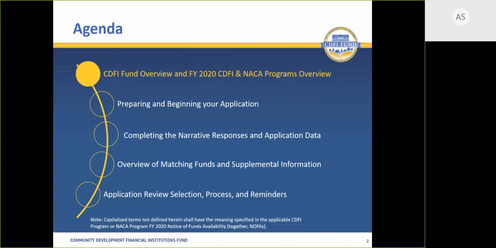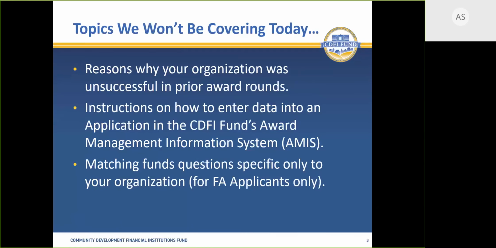This is today's agenda. Teeing us up, a couple of things that we will not be covering today: past funding round decisions, so this is really forward looking for fiscal year 2020. The second item we won't be covering in detail are instructions on how to enter data into our Awards Management and Information System, or AMIS. And then the third topic, this is pertinent to the financial assistance applicants in need of matching funds, and we'll talk about those requirements as part of this presentation.